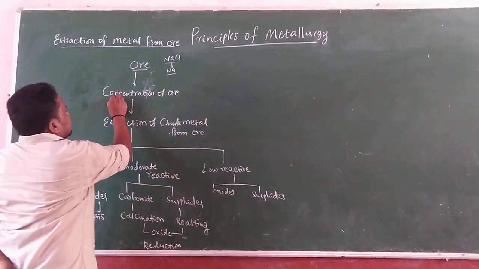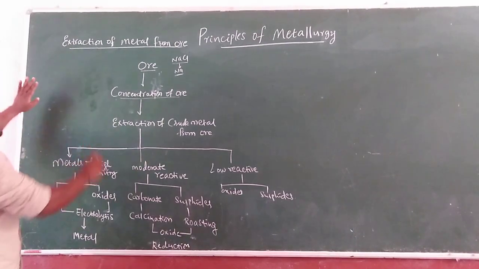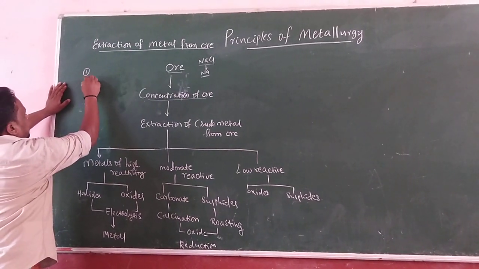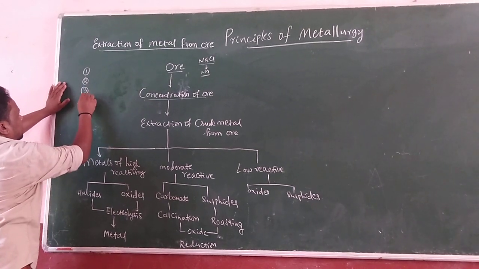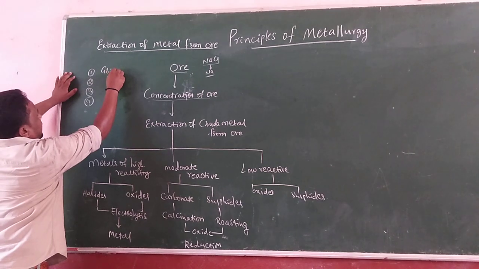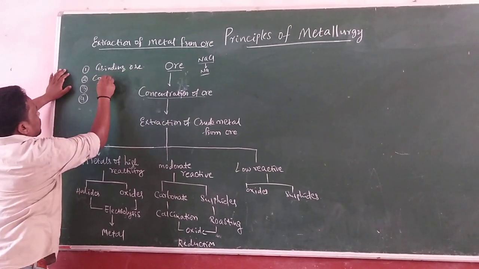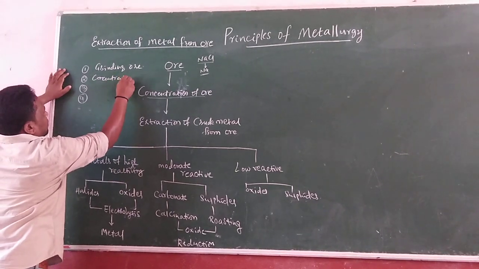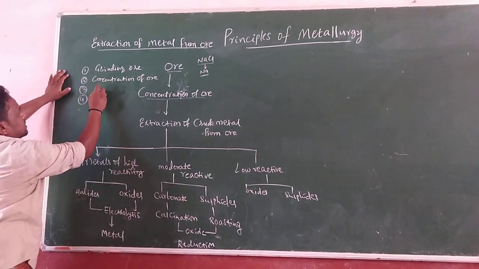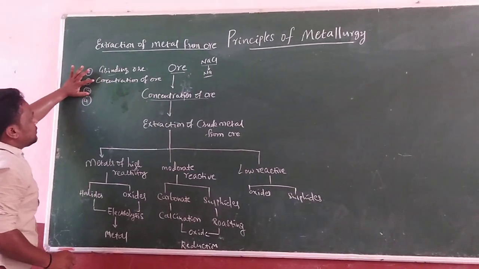Here the extraction of metals from its ore is based on four steps. First, second, third and fourth steps are there. First one is grinding of ore. Next one is concentration of ore. Grinding of ore as well as concentration of ore.